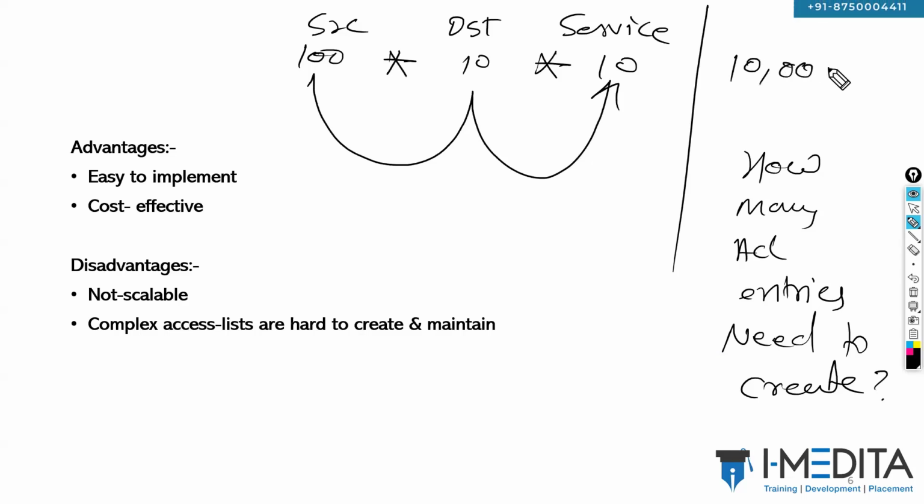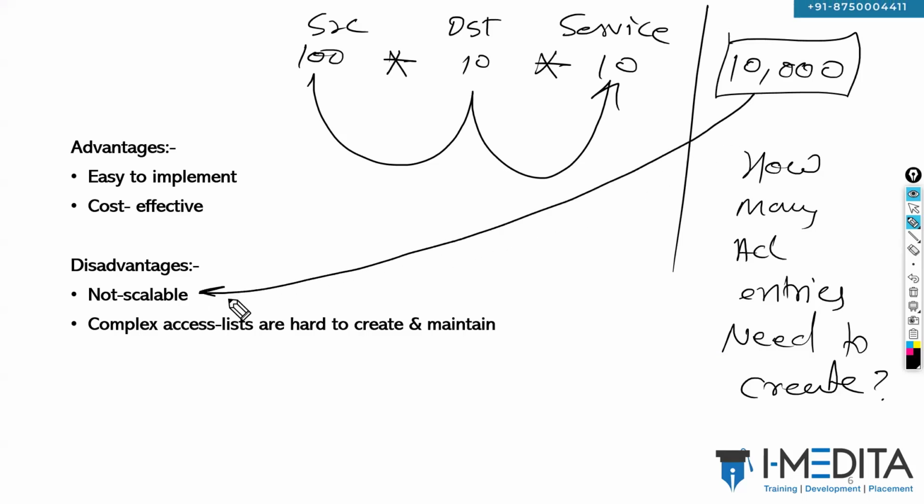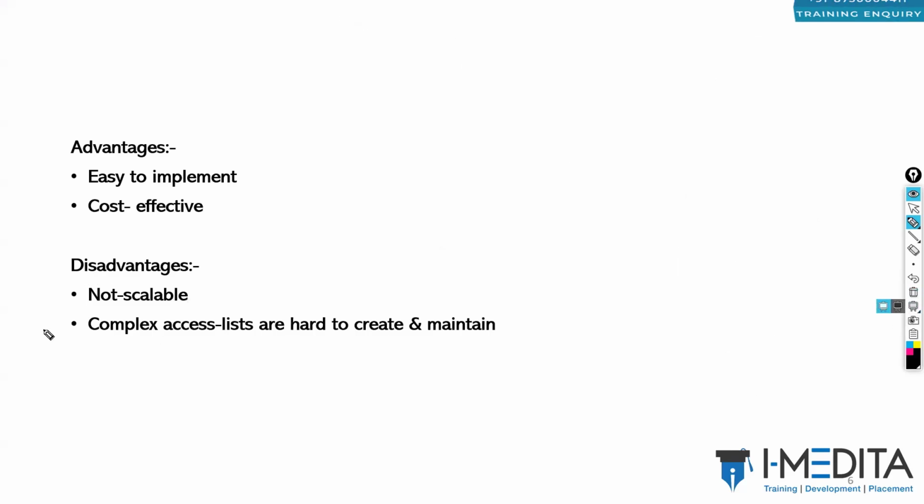So you have to create 10,000 entries to allow the traffic from 100 sources to 110 destinations, 10 services. So the job of creating 10,000 ACL entries is not an easy job. That's why we can say this thing is not scalable. Next, we have another disadvantage: complex access lists are hard to create and maintain. You can't create a complex ACL.